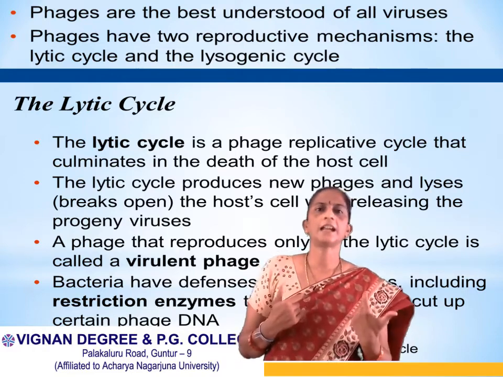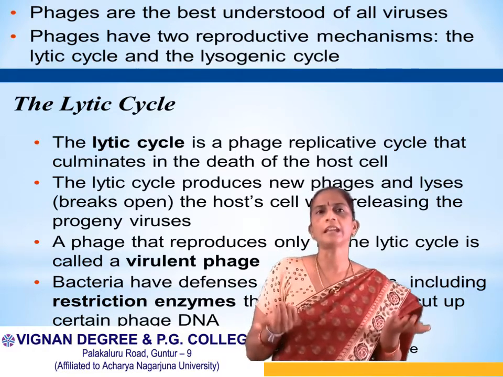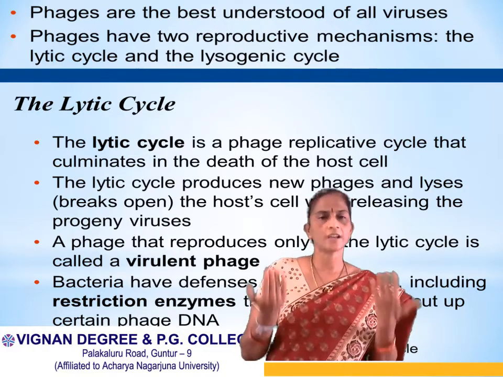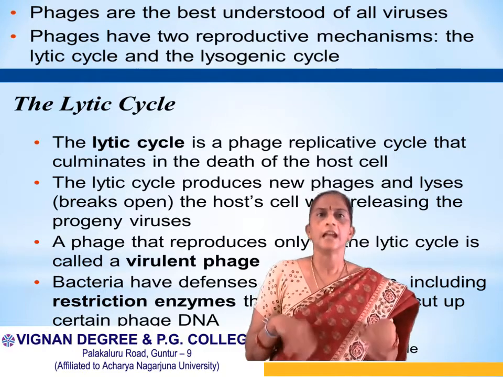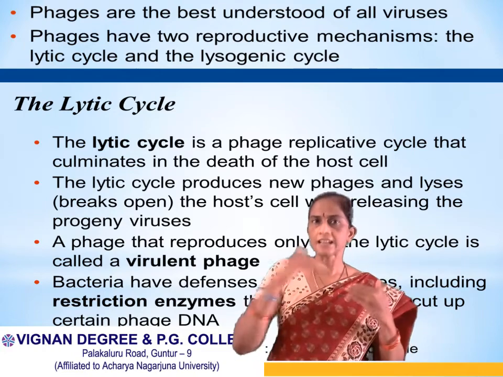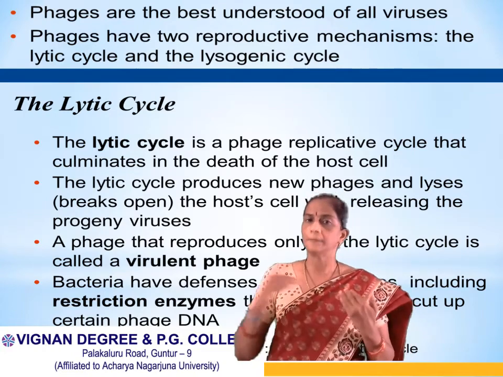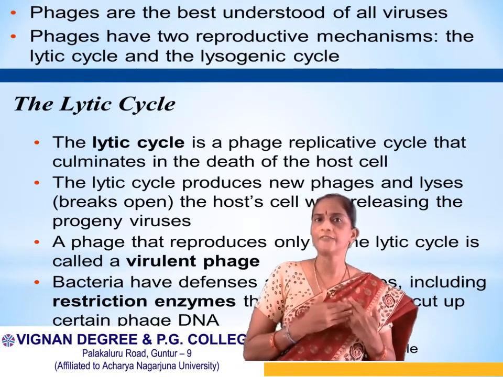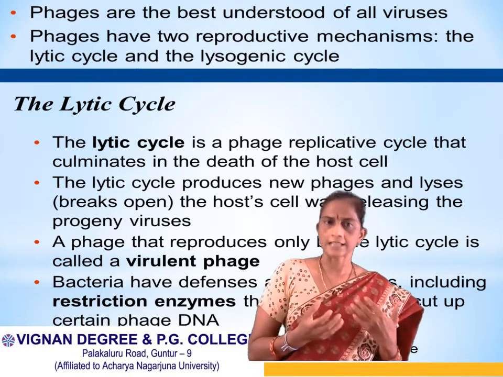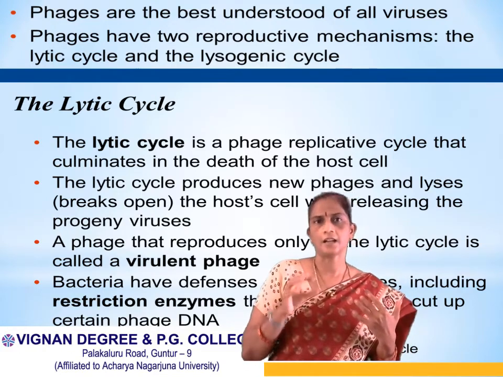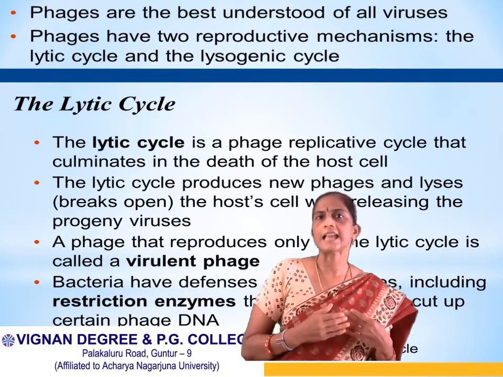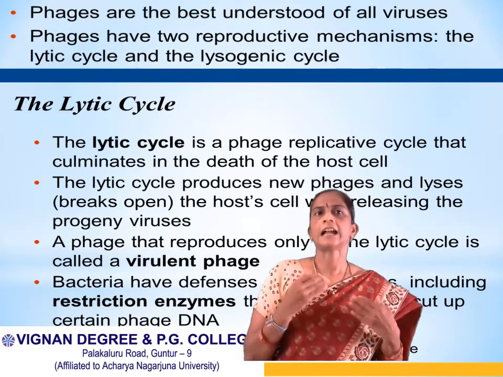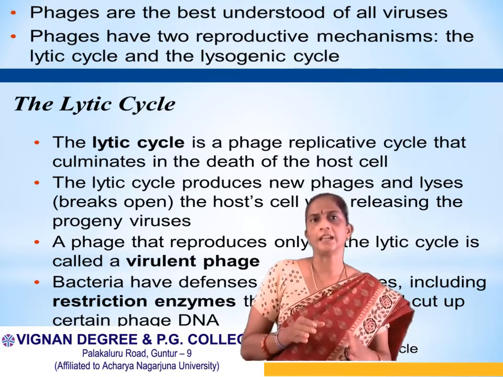Bacteria have defense against these phages. If any bacteria enters the body, naturally our body reacts and defends against it. If we are susceptible, that means sensitive, the bacteria will create the disease. In the same way, when a virus attacks a bacterium, the bacterium also has defense against the phage. It has restriction endonucleases, called restriction enzymes. These enzymes recognize and cut up the phage DNA.